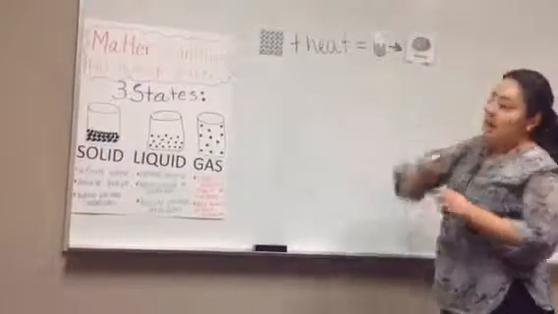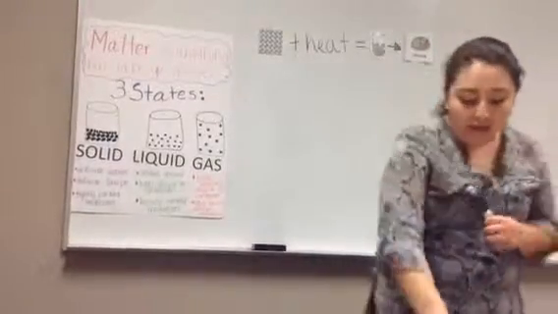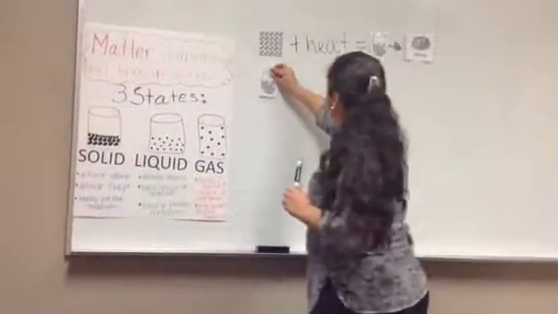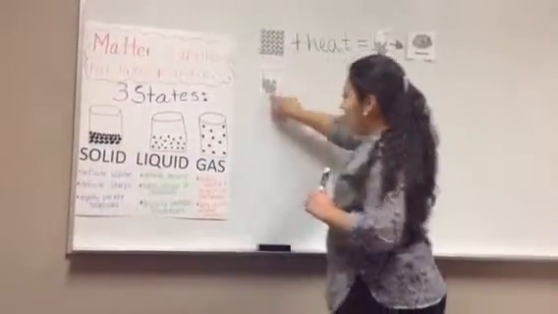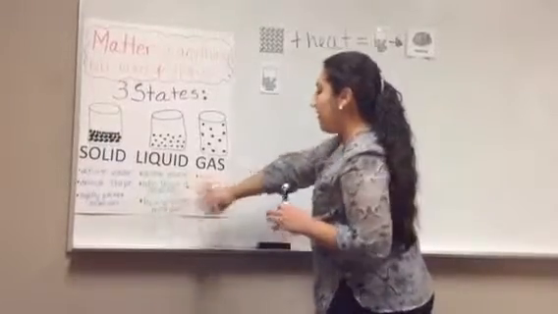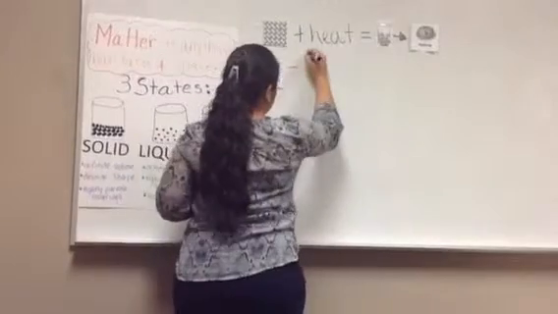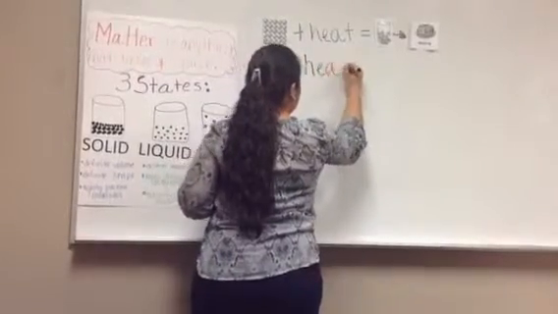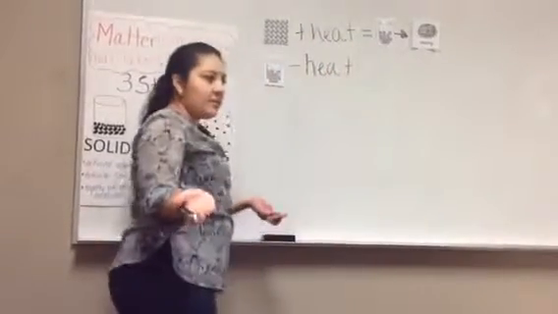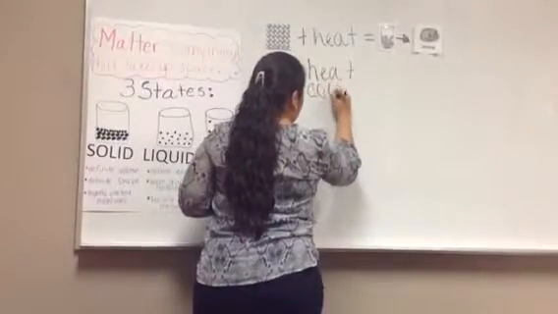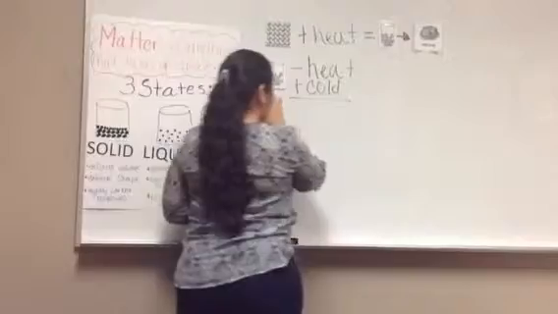Very good. Now we have liquid. We have a liquid substance. Remember, liquid takes the shape of the container. But what if I take away heat? Who can tell me another word for taking away heat? Right, adding cold. So we can add cold to liquid.